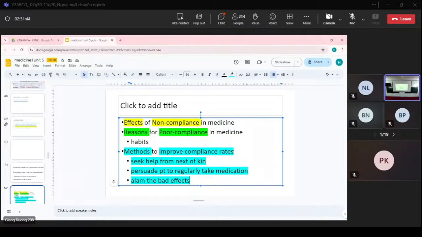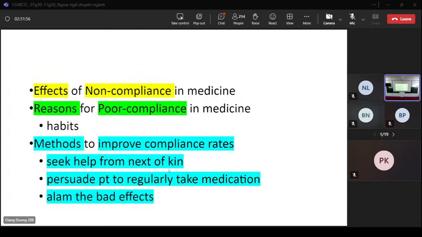Thank you, Alexander. Right, everyone, Alexander has just mentioned some effects of non-compliance in medicine, the reasons, that is the habit, and the method to improve, that is to seek help from the next of kin. Next of kin, for example, I take my mom to hospital, and the doctor will ask me to remind my mom to take medication on time. This is a good method, especially for children and for elderly.